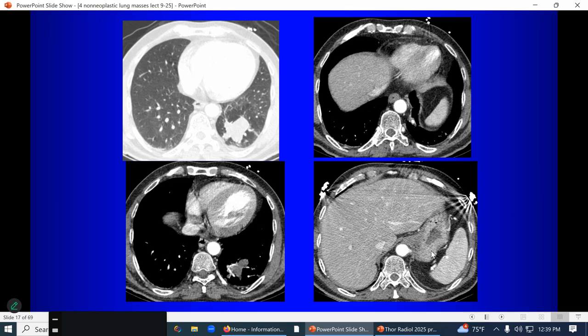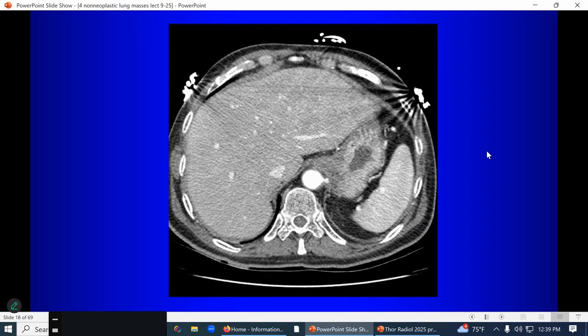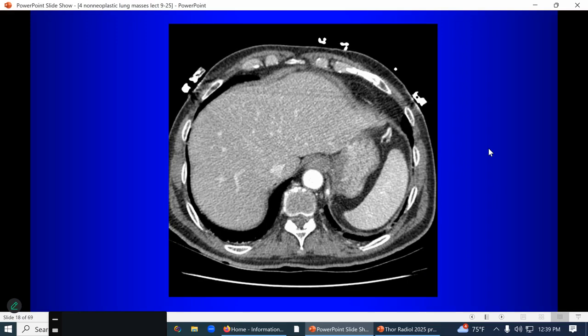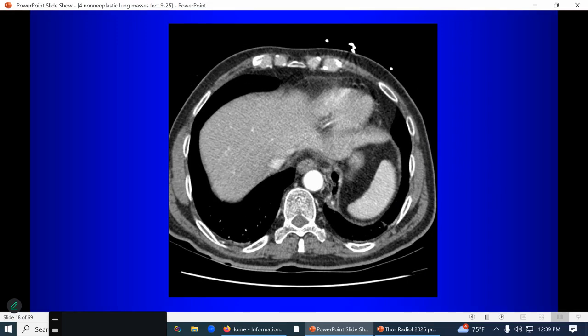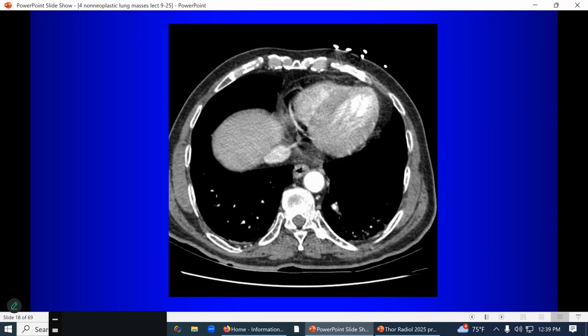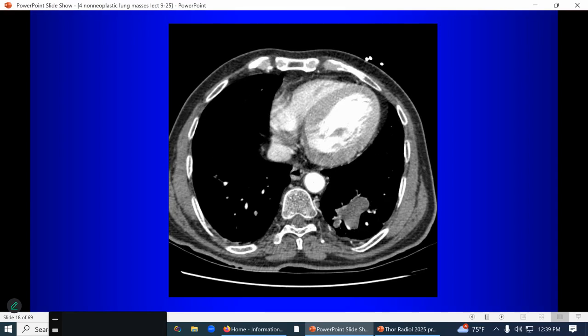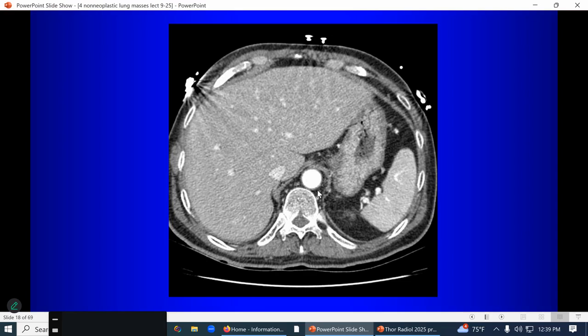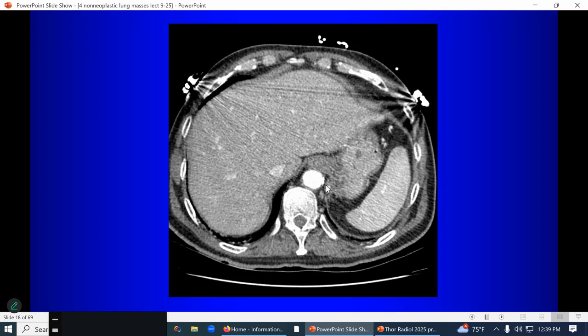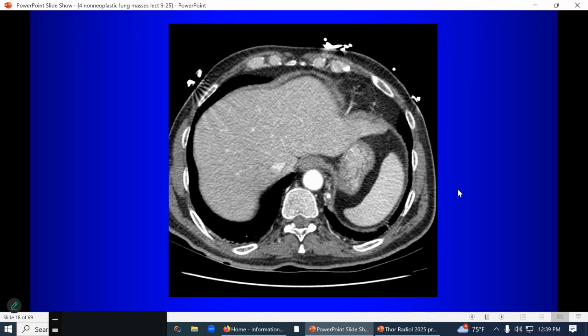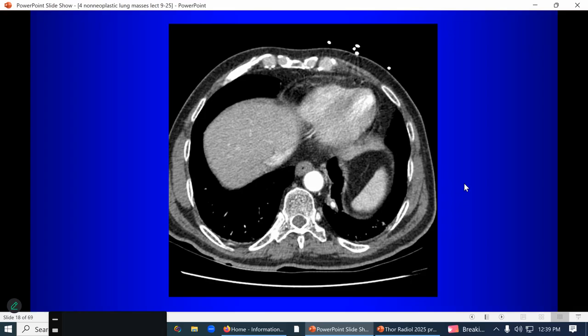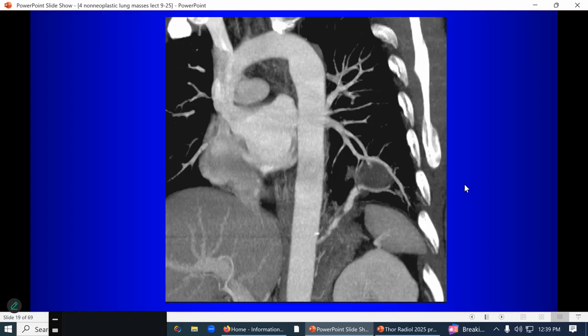So the question is, what's going on here? Where are these vessels coming from that are going to the lesion? And so when we look at this, what do we notice? It's straight from the aorta. Yeah, so there is a vascular supply here, and it's coming from the aorta. So you have a systemic arterial supply, which means the lesion is what? Pulmonary sequestration, right? So that's a pulmonary sequestration.